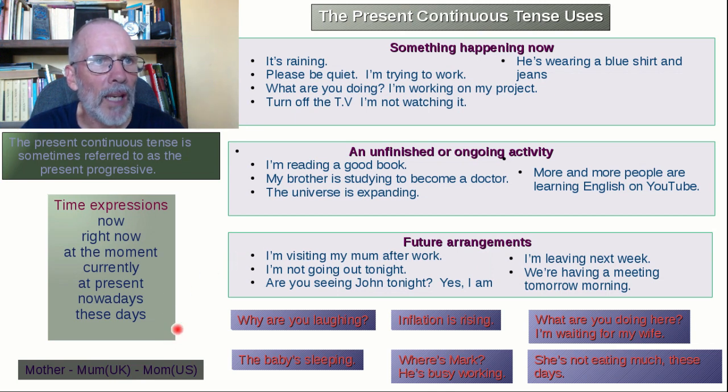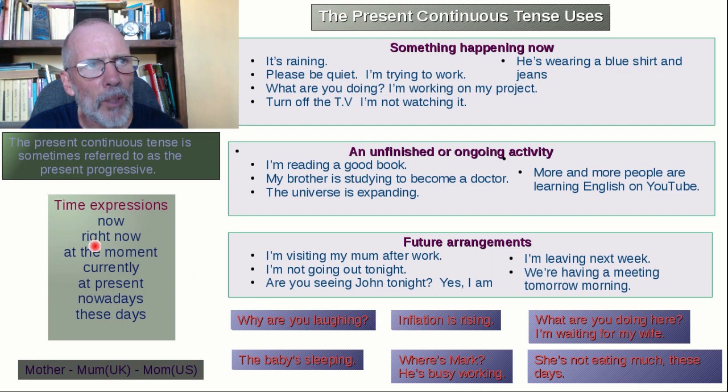A couple of notes down here. First of all, I forgot to mention here, mum. This is actually the British spelling of mum, which is a diminutive of mother in the United Kingdom, and in the United States they spell it like this, mom. This one should have had a capital letter actually. So before I look at these examples here, let's just look at these time expressions.